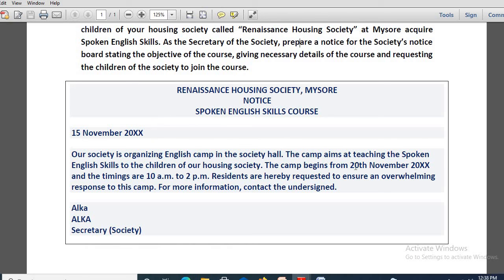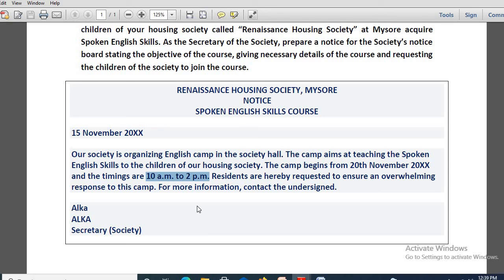And obviously the camp will start from 20th November. Okay, the year can be specified in this way. And what are the timings? Remember, the timings are very important. Without the time, the date and the place where it will be, everything is very important. Place, obviously it will be organized in the society hall. See, the date has already been mentioned, and see, the time is already here. So see, everything has been mentioned.